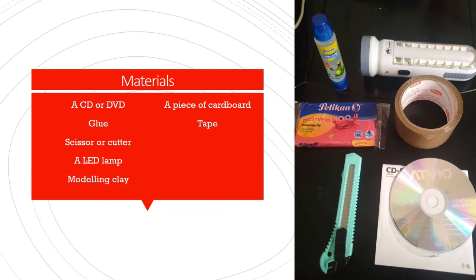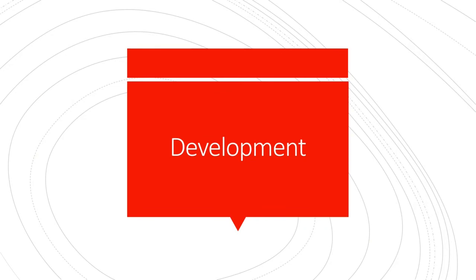So now let's talk about the experiment. First, I want to list all the materials that I use for this experiment, starting with a CD or DVD, glue, scissors or a cutter, an LED lamp, it must be of white light, modeling clay, tape, and a piece of cardboard. Let's get right to the development of this experiment.